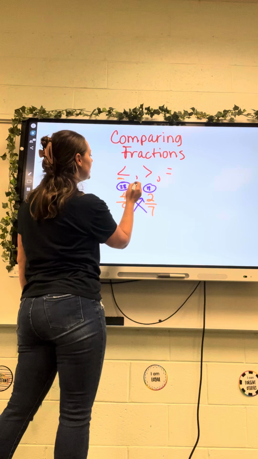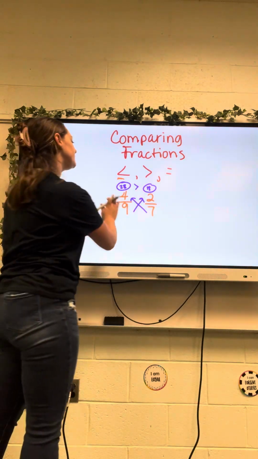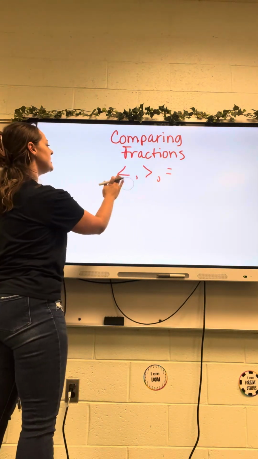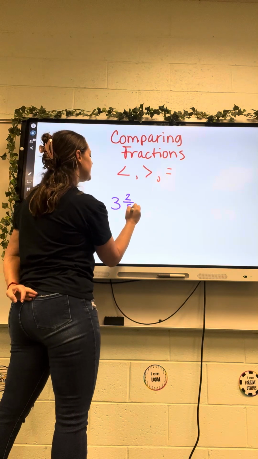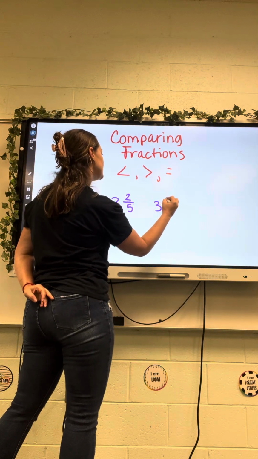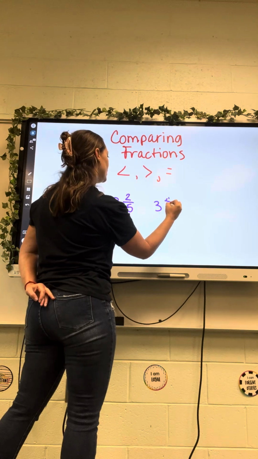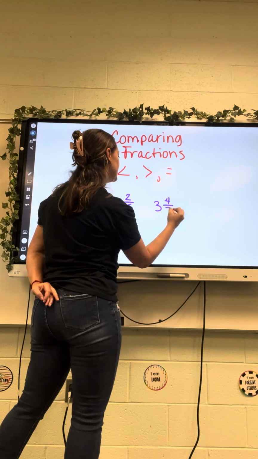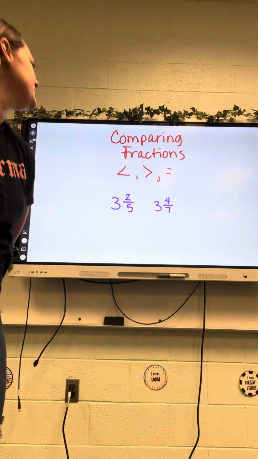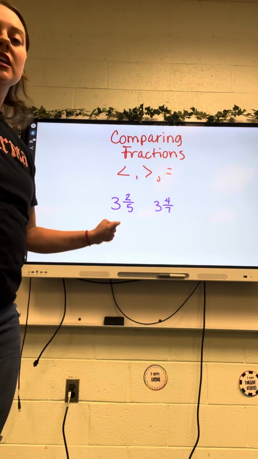So here we go. 28 is greater than 18. Now, let's say you have a mixed number. Let's say I had 3 and 2/5 and 3 and 4/7. Did I do 2/5 and 2? I don't think so. Okay, so great.